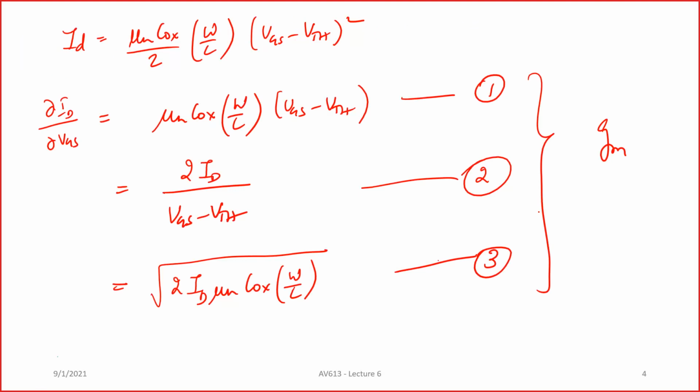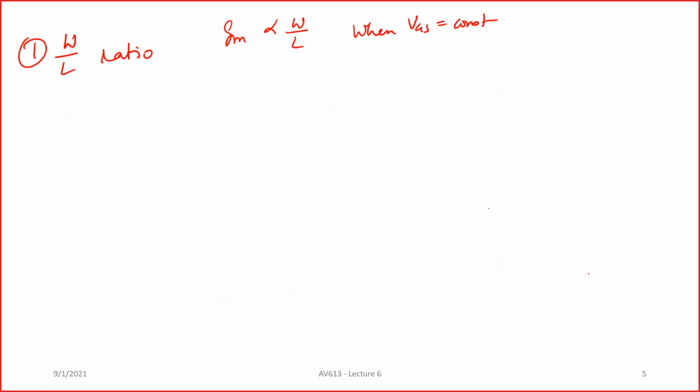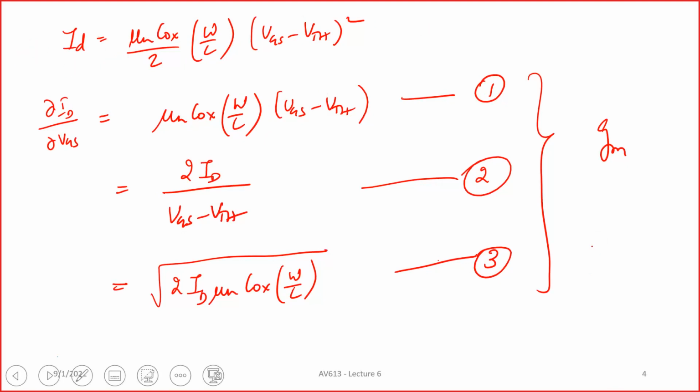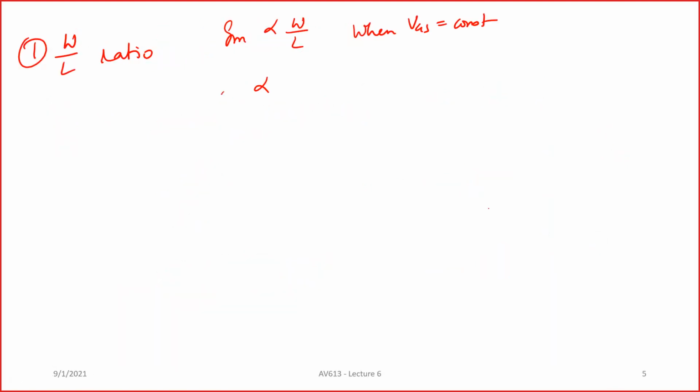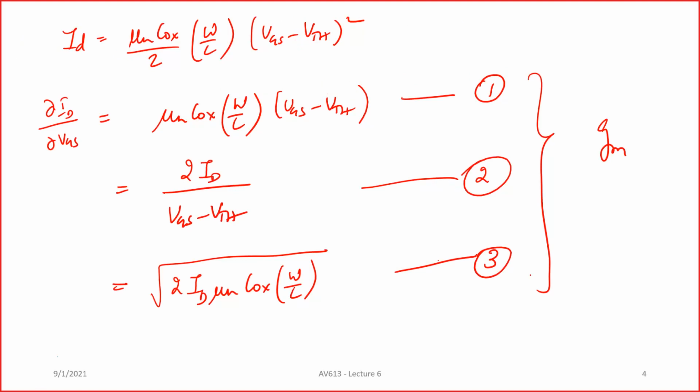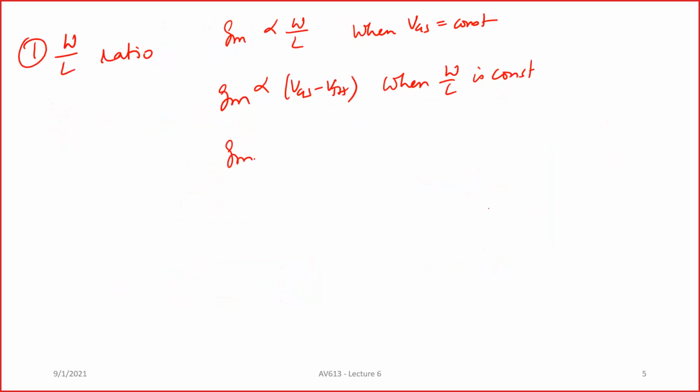Now, VGS is another thing. What else can you say? When you keep W by L ratio constant, GM becomes proportional to VGS minus VTH, right? Now, what else do you see here? If you keep current constant, what happens? GM becomes inversely proportional to VGS minus VTH. So that's the interesting factor over this one. So this becomes 1 over VGS minus VTH when ID is constant.